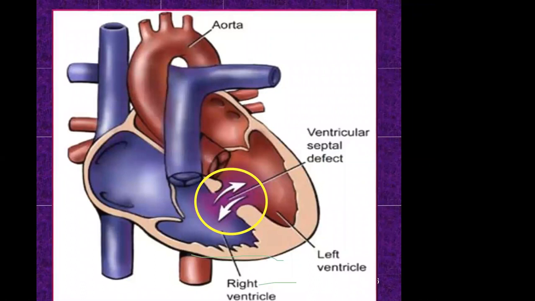This is an abnormal opening in the ventricular septum which allows oxygenated blood from the left ventricle to mix with the deoxygenated blood in the right ventricle. And the right ventricle receives blood from the right atrium as well as from the left ventricle, leading to a volume overload and pulmonary congestion. In fact, VSDs are the most commonly occurring types of congenital heart disease.